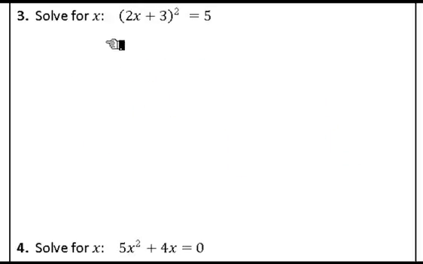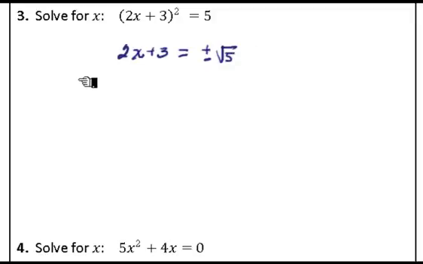In number 3, we also have a quadratic equation of the form something squared equal to a number. But this time on the right hand side we don't have a perfect square, but we'll do the same thing. We'll square root both sides. So on the left side we have 2x plus 3. And the right hand side we're taking the plus minus square root, so we have plus or minus the square root of 5.